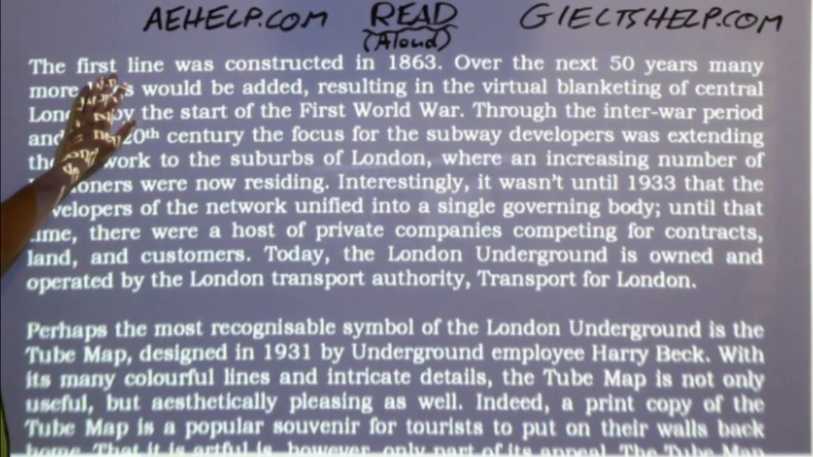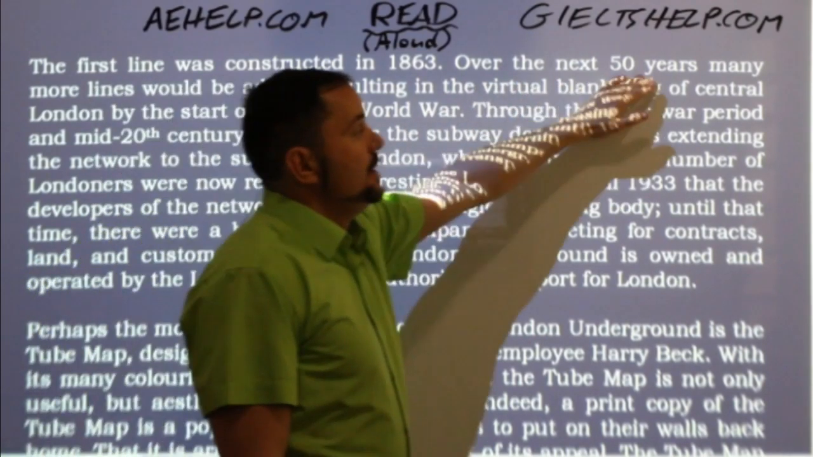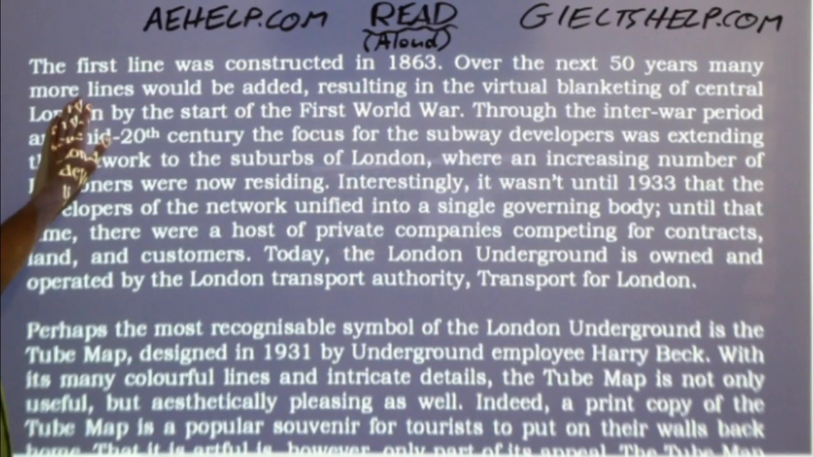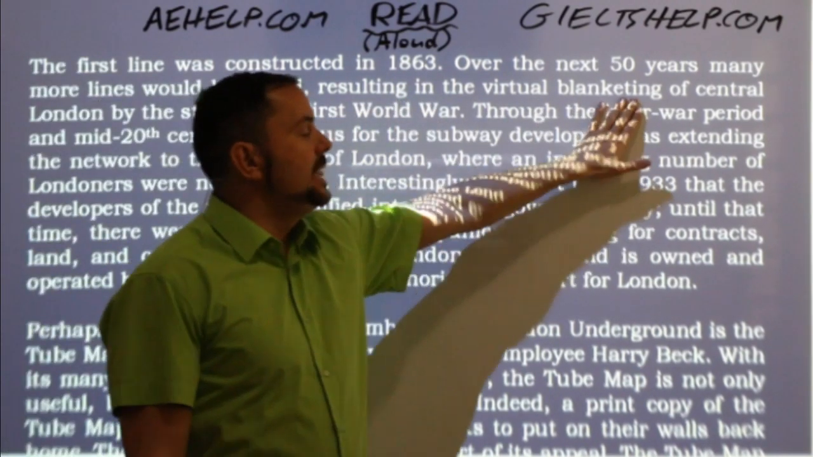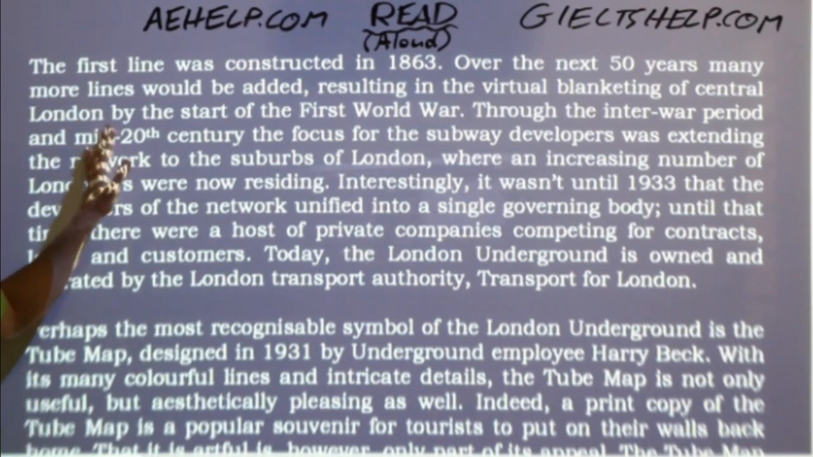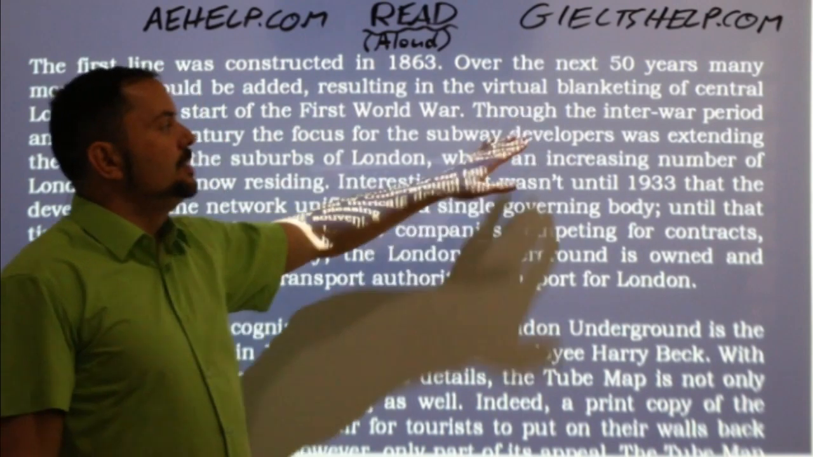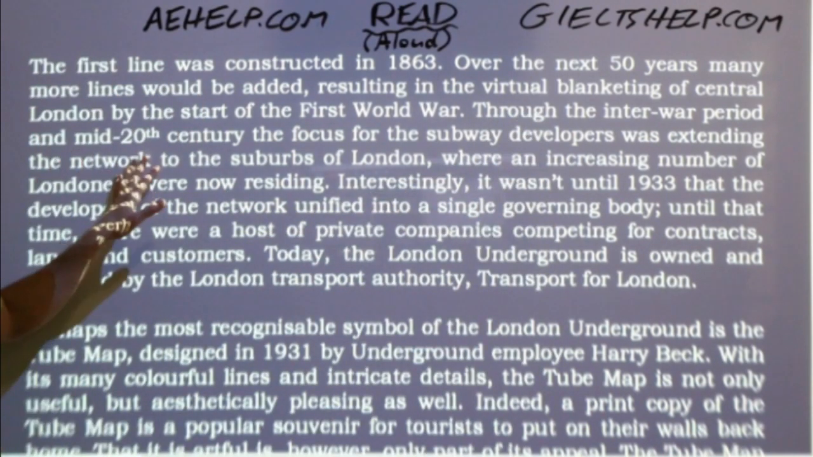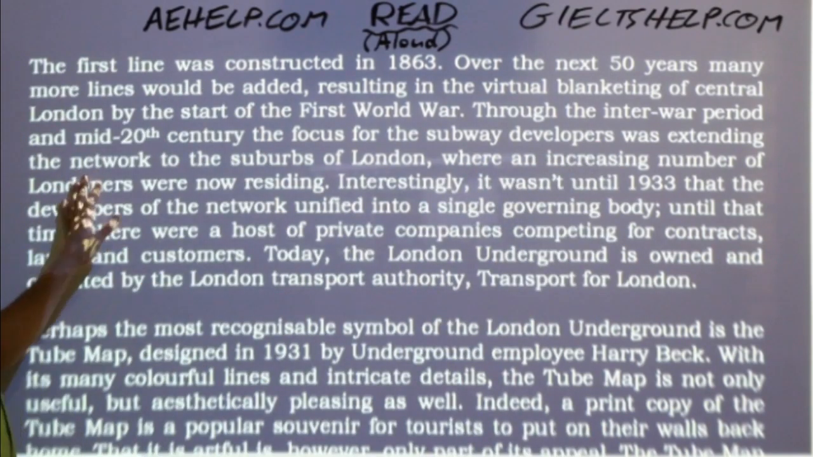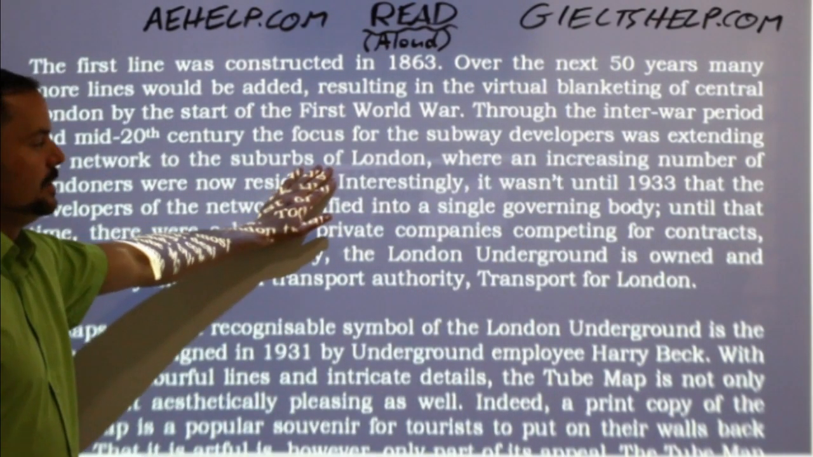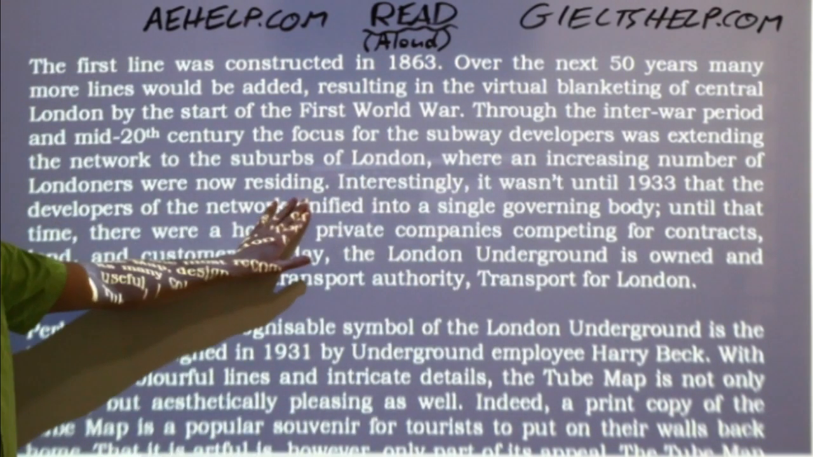Here we go. The first line was constructed in 1863. Over the next 50 years, many more lines would be added, resulting in the virtual blanketing of central London by the start of the First World War. Through the interwar period and mid-20th century, the focus for the subway developers was extending the network to the suburbs of London, where an increasing number of Londoners were now residing.